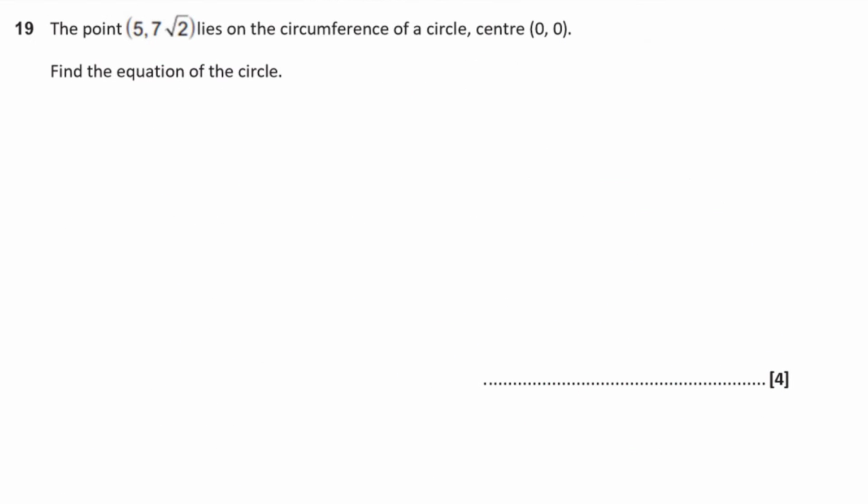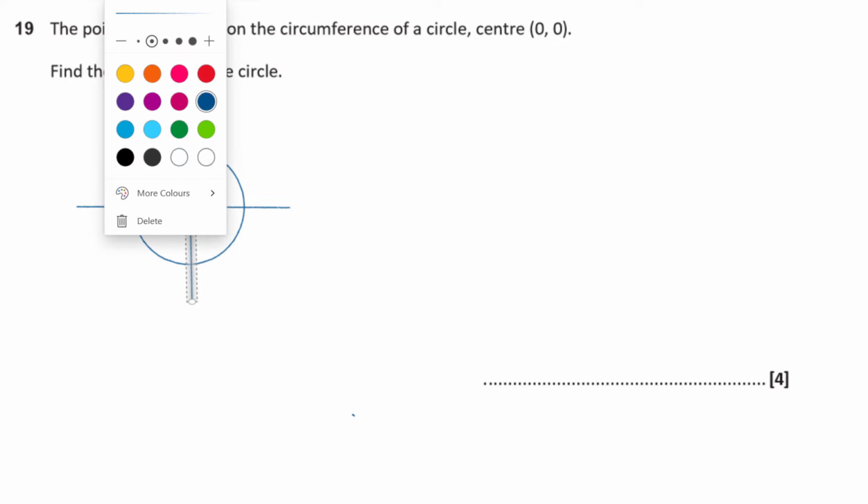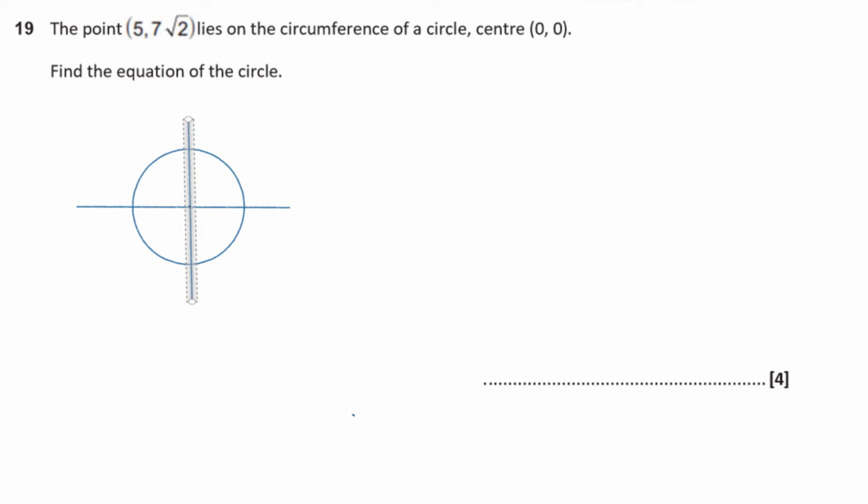Question 19. The point 5, 7 root 2 lies on the circumference of a circle centre 0, 0. Find the equation of the circle. Okay, so I'm just going to quickly sketch this. I'm going to cheat because I'm rubbish at drawing circles. There we go, there's my circle. And then just draw some axes through it. The center of this circle is at the origin, 0, 0.